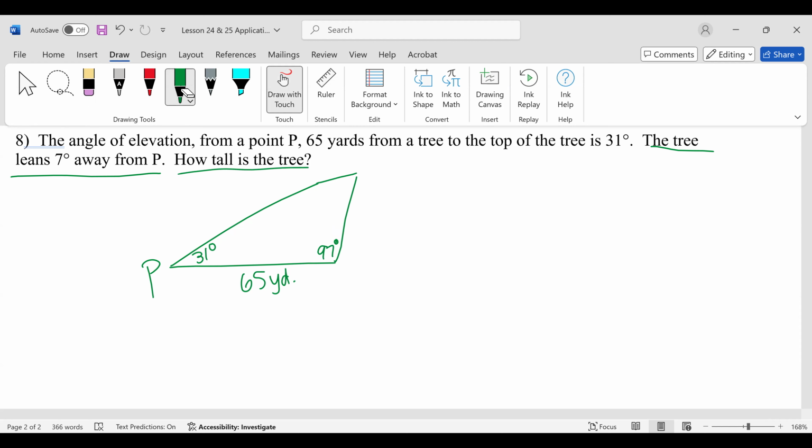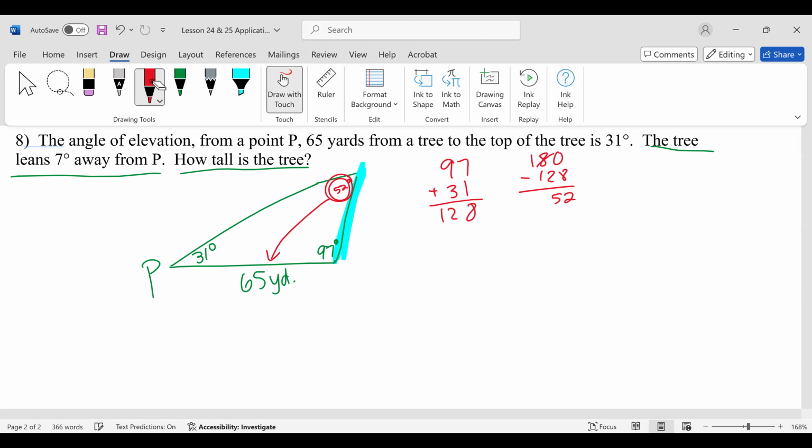And it says, how tall is the tree? So I want to know what this side is. I would like to know how tall the tree is. So I can use law of sines. I can figure out this third angle by doing 97 plus 31, 128. So 180 minus 128 is 52. So this missing angle is 52 degrees. Okay, so now I have a full set. I have this angle along with its side. So then I can do law of sines.